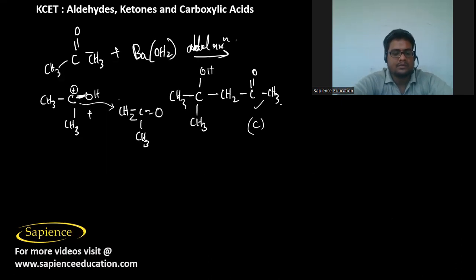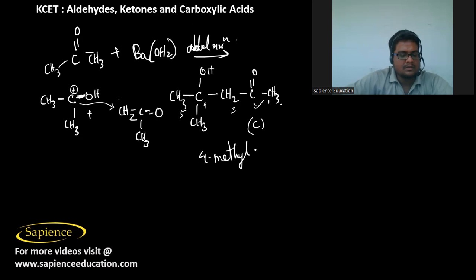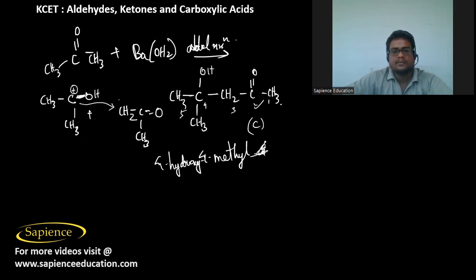the product C, which is called, so its name is 1, 2, 3, 4, 5. So its name is 4 methyl, and 4 hydroxy also, 4 hydroxy, 4 methyl pentanone. Pentan-2-one.